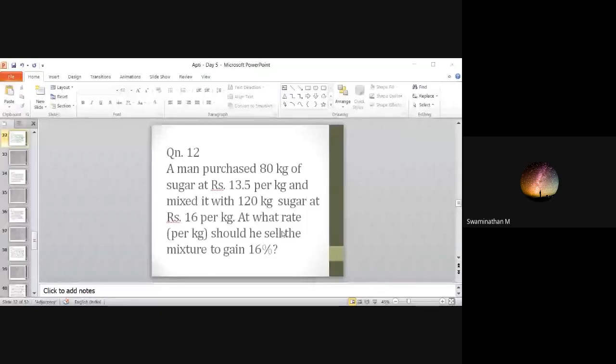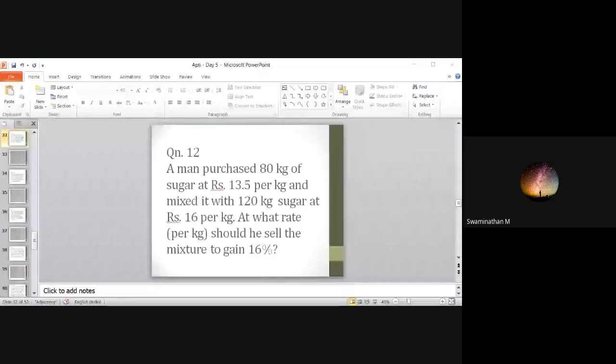Any other answer? I am asking per kg. Please do remember, at what rate per kg. I think you are giving for the whole amount, that is 120 kg plus 80 kg. For 200 kg you are giving, I think 2552 and 3480. I think they are for 200 kg.